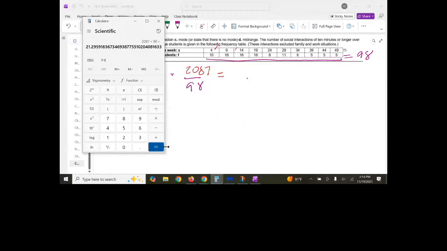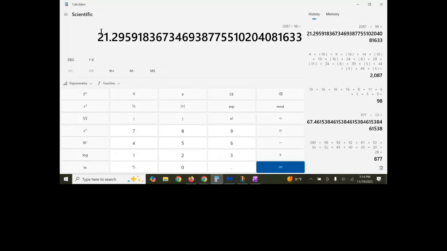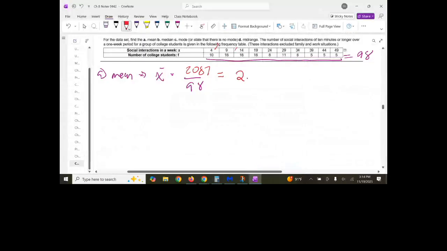What do you guys think? Should I put 21.2 or 21.3? Anyone know? What do y'all think? 21.2 or 21.3? 0.3, very good. Awesome. Thank you so much, sir. 21.3. Boom. There we go.